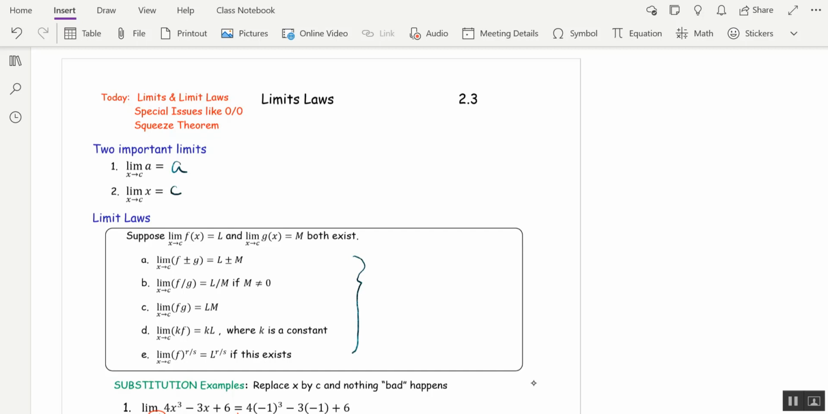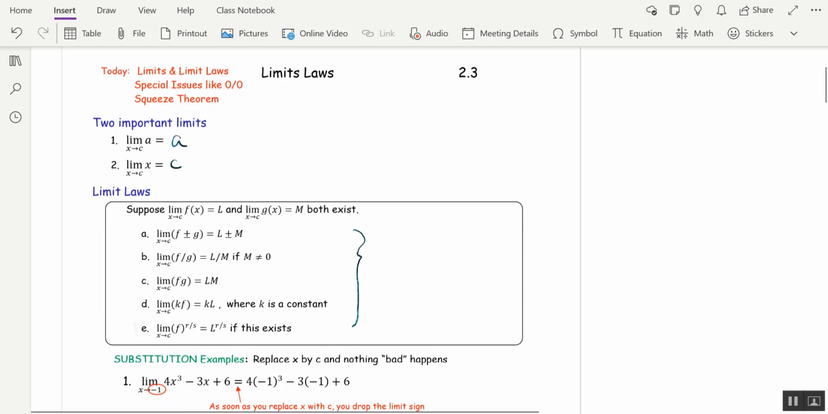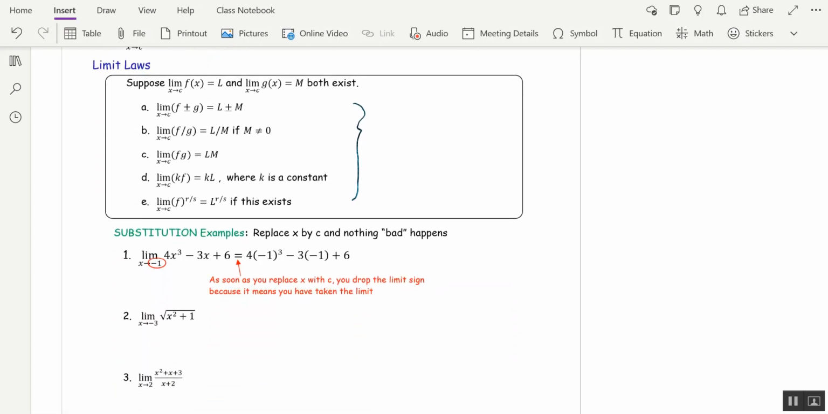So rather than read through those, what I'm going to do is show you some examples of how you would use those. So substitution examples, we can replace x by c and nothing bad happens, and that's how we'll take the limit. In this first example, I want the limit as x goes to -1 of this polynomial here. Now I can just plug -1 in for x and nothing bad will happen. And as soon as I do that, I drop the limit sign because that means you've taken the limit. And then I evaluate that number and I get 5, and that's my limit.